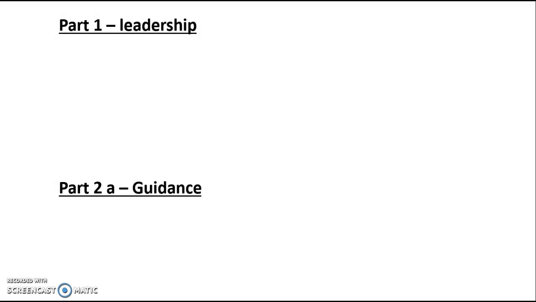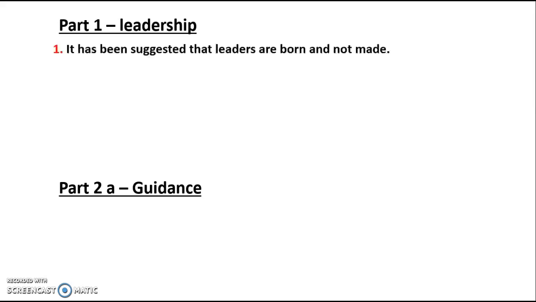If we have a look to start with then, part one, leadership. So how could it start? The first thing could be looking at the following. It's been suggested that leaders are born and not made. Okay, so that is a play upon the trait approach to leadership, because it's saying leadership qualities are innate, stable and enduring predispositions to be a leader. So what it's going to ask you then, of course, is to evaluate the theories of leadership. Potentially, that could be part one of your 10-mark question.